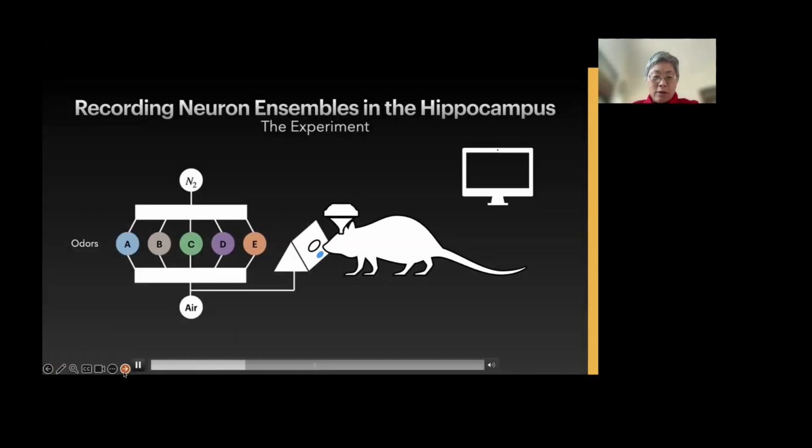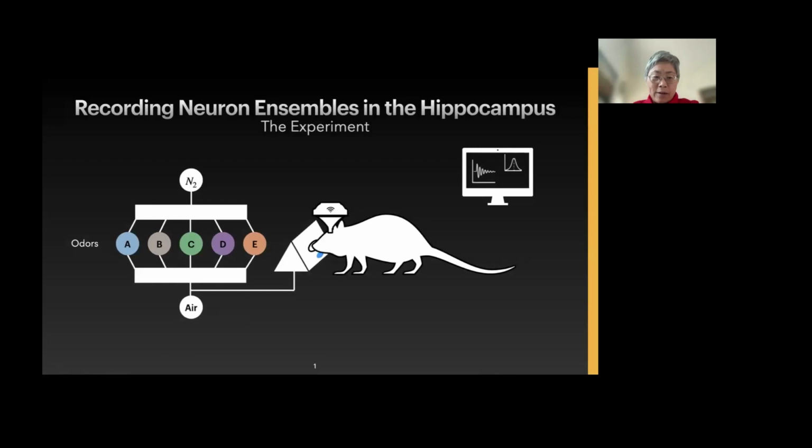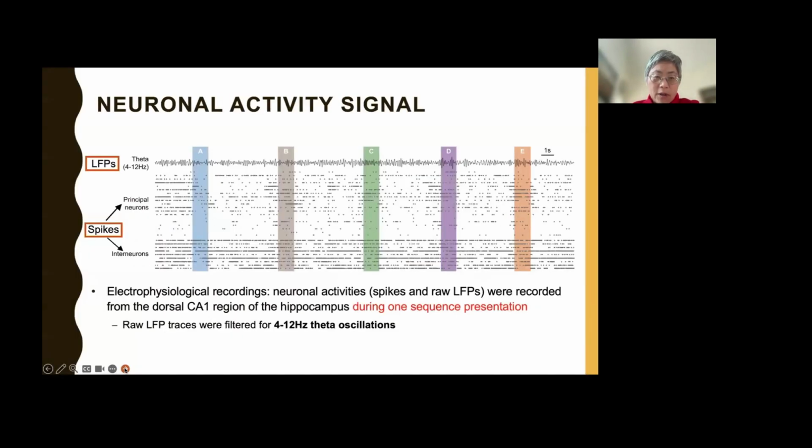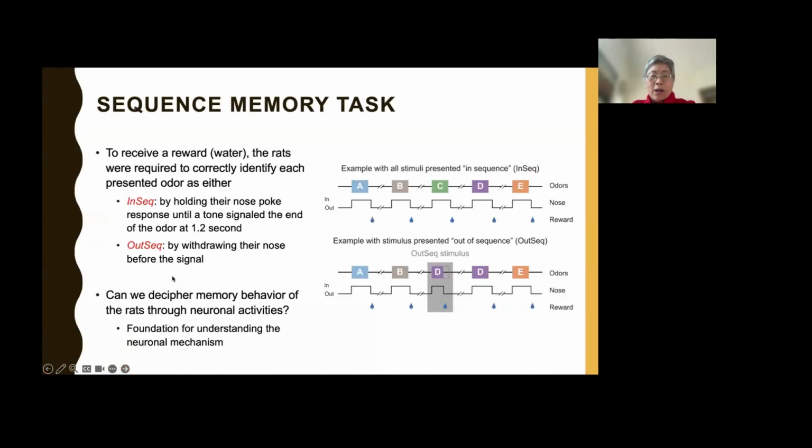Okay, so you roughly see that they do. So the experiment is that the rats smell this and are trained. There are two kinds of sequence. One we call in sequence. They train them in the ordering like A, B, C, D, E.